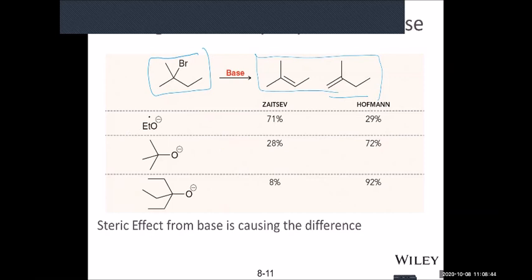And so the result is very interesting. If you use a base that is ethoxide, which is a conjugate base of ethanol, so it's a very strong base because ethanol is a very weak acid. When you have this base, we'll get a main product as Zaitsev product. This is the main product. And Hofmann is a minor product, much less than half. Okay, and then we use something different.